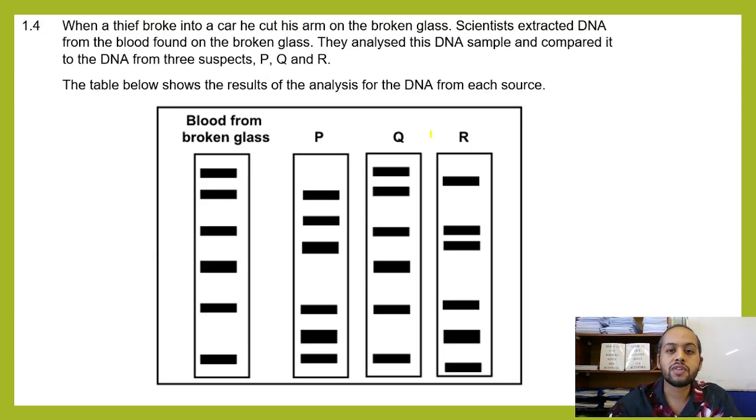The next question is focusing on DNA profiling. When a thief broke into a car, he cut his arm on the broken glass. Scientists extracted DNA from the blood found on the broken glass. They analyzed this DNA sample and compared it to the DNA from 3 suspects, P, Q, and R. The table below shows the result of the analysis for the DNA from each source. So you have blood from the broken glass, then you have the DNA of P, Q, and R.